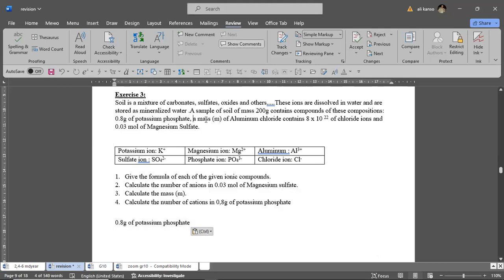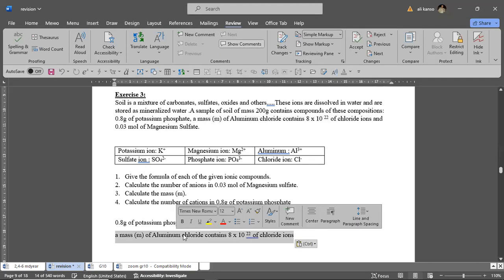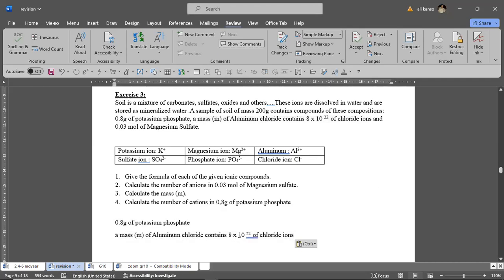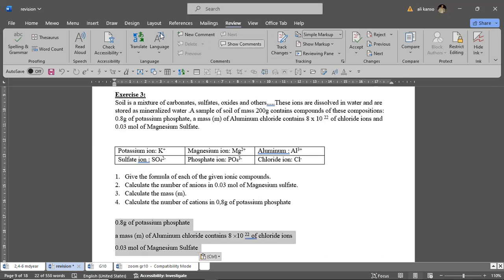And we have also a mass M of aluminum chloride that contains 8 times 10 to the power 22 chloride ions. And we have 0.03 mole of magnesium sulfate. We have 3 quantities.